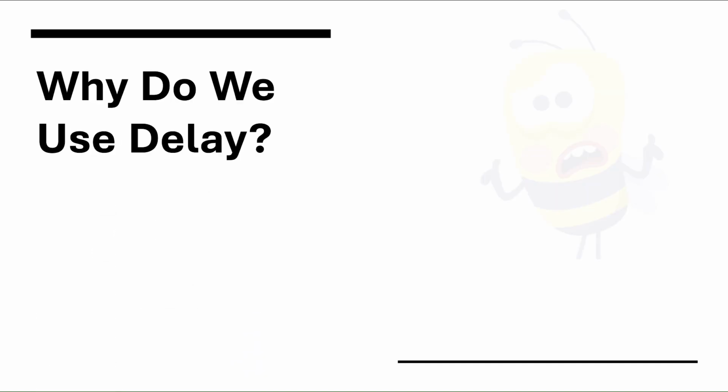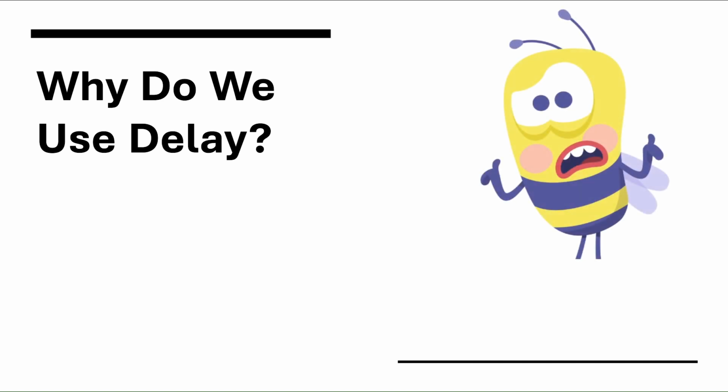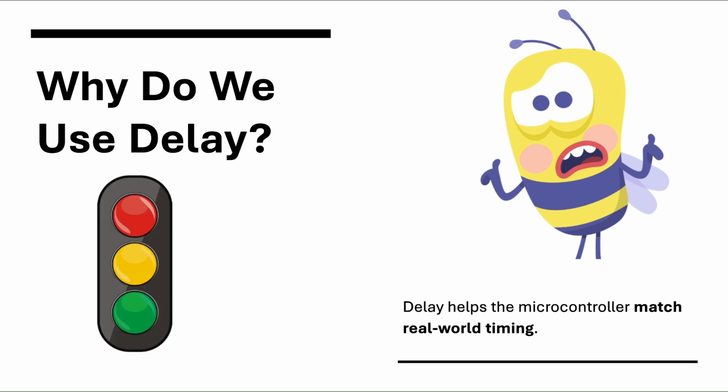Why do we use delay? Think about this. Suppose you want to blink an LED every 1 second. If there is no delay, what will happen? The LED will turn ON and OFF extremely fast, and your eyes will not even see it blinking. Do you understand? If not, imagine a traffic light. Red, yellow, green. Each light must stay for a few seconds. Without delay, all lights would change instantly. So, delay helps the microcontroller match real-world timing.